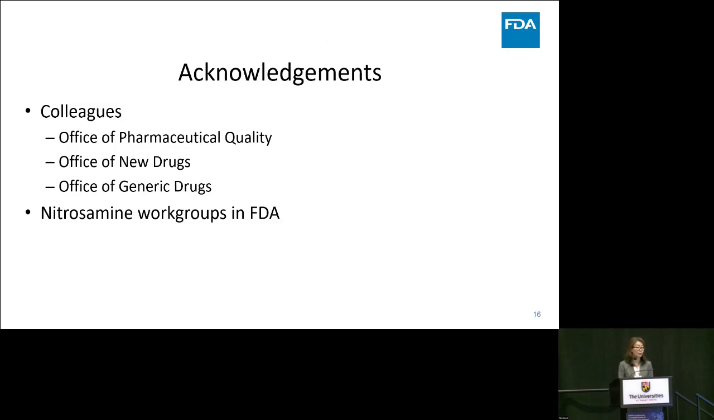And finally here, I want to acknowledge our colleagues in OPQ, OND, and OGD. My colleagues really helped us a lot with this research project and also with this guidance development. Also the colleagues in multiple nitrosamine working groups in FDA. Thank you so much for your attention.